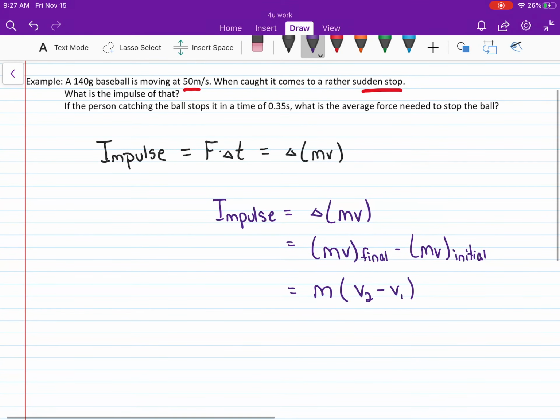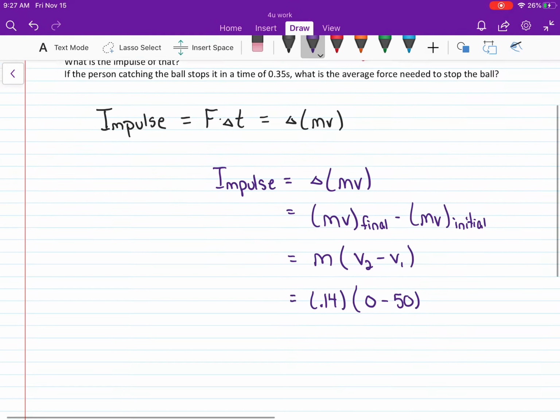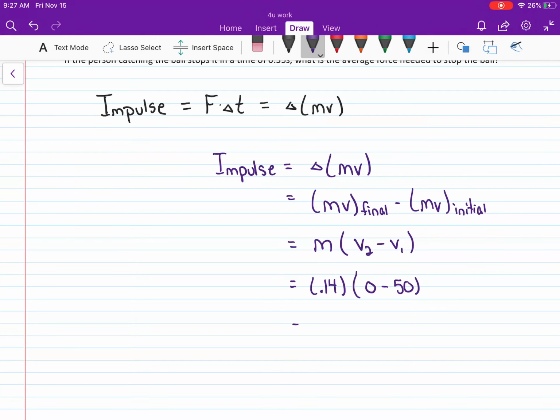It's up there in the question, but our baseball's got a mass of 140 grams, which is 0.14 kilograms. The change in speed, it went from 50 down to 0. So 0 is our second speed, minus 50 as our first speed. You can multiply that out. That's going to work out to a nice clean -7.